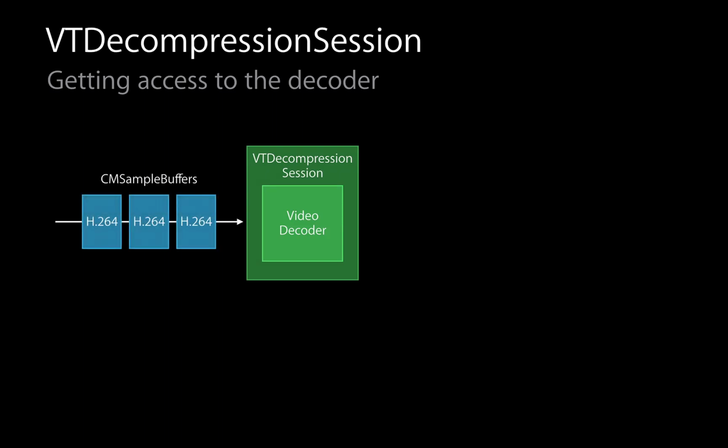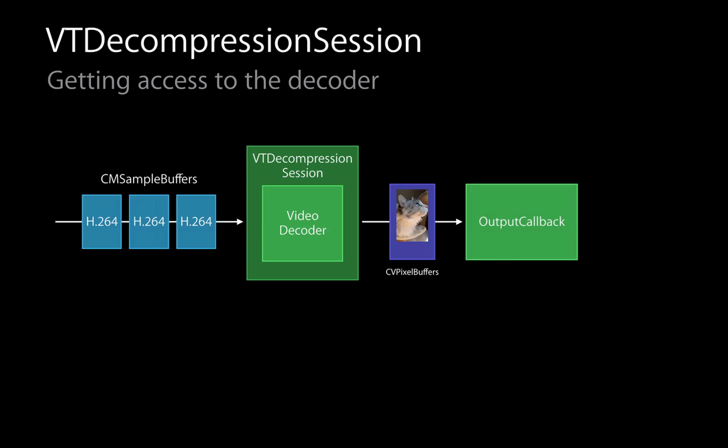Like the AV sample buffer display layer, VT decompression session wants CM sample buffers as its input. And it will decode these CM sample buffers to CV pixel buffers and receive those in the output callback that you implement. So in order to create a VT decompression session, you'll need a few things. First, you need to provide a description of the source buffers that you'll be decompressing. This is a CM video format description. If you're decompressing from an elementary stream, you've created this from your parameter sets. If you just have a CM sample buffer that you want to decompress, you can pull it straight off the CM sample buffer.